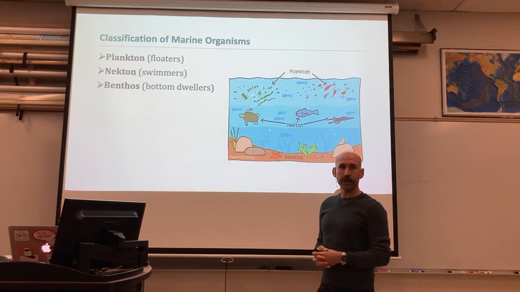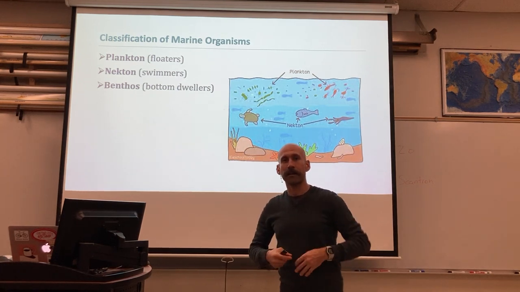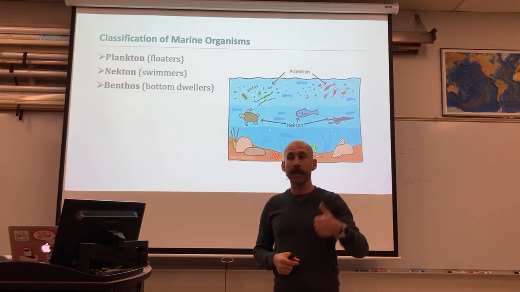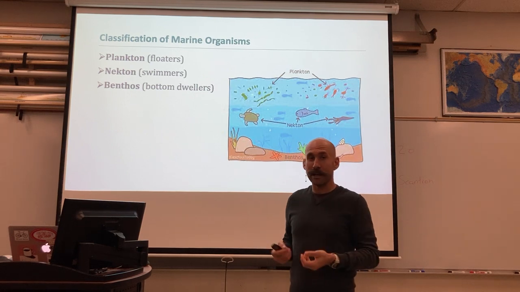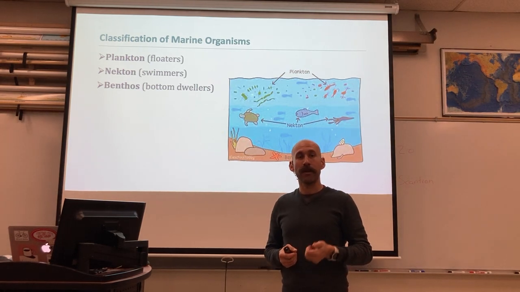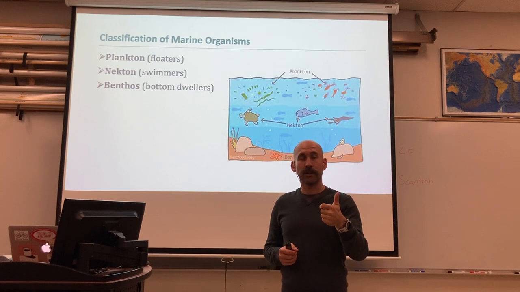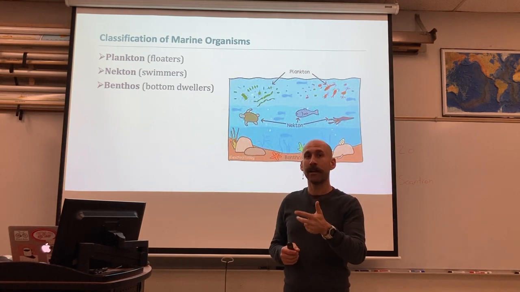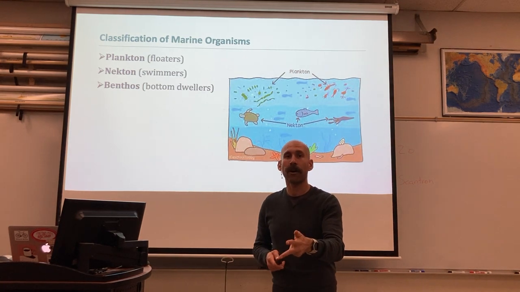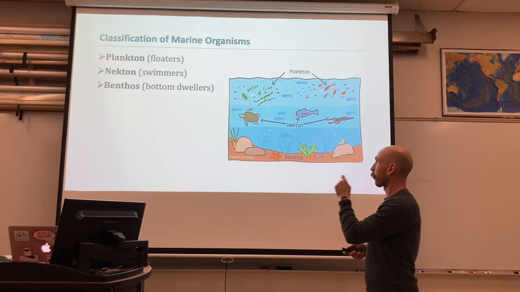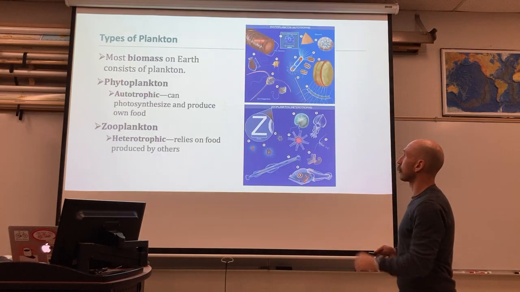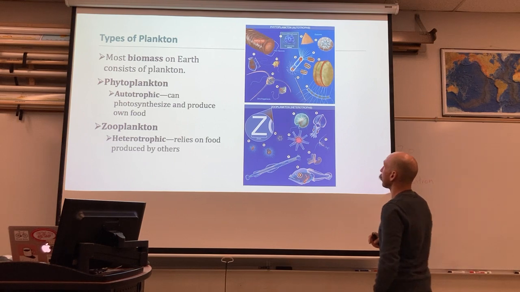Okay, let's take it to the ocean. There's three things happening. Organisms in the ocean are floating, they are swimming, or they're hanging out on the ocean bottom. Floaters are plankton. Swimmers are nekton. The bottom-dwelling organisms are benthos. Three big distinctions. Let's talk about plankton.